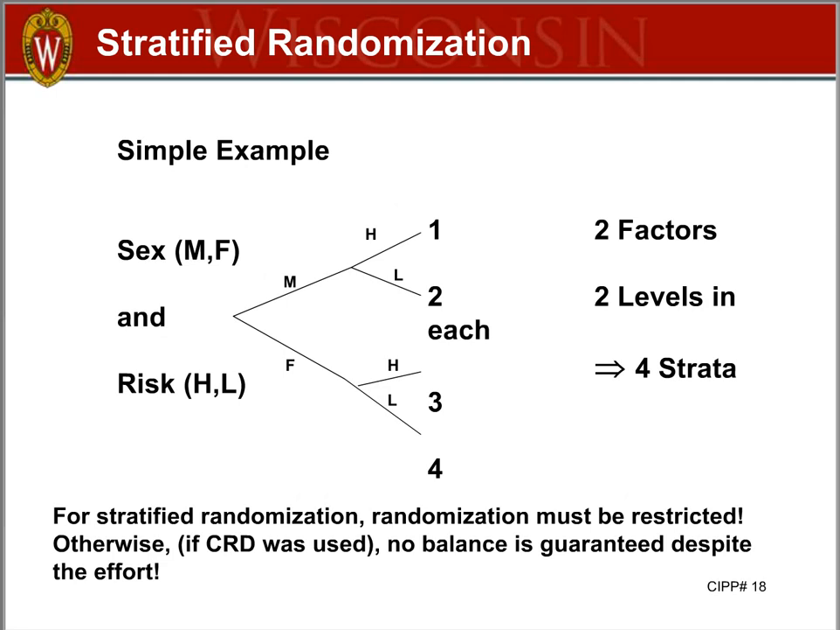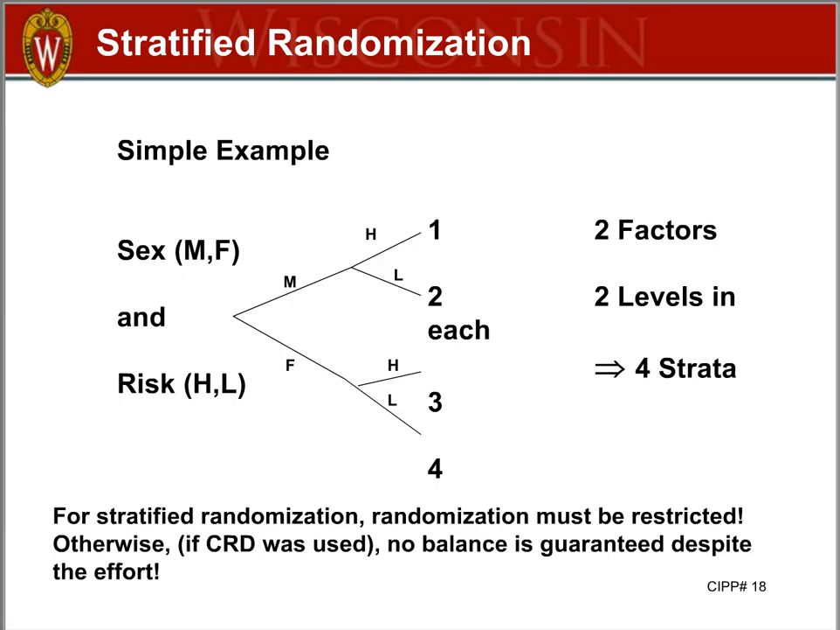Let me illustrate a simple example of what I mean by stratified randomization. Here we want to randomize by gender and by risk. 2 genders, 2 risk groups. So we have male, female. For males, we have high and low risk. For females, we have high and low risk. So we wind up with 4 strata. 2 factors, 2 levels within each factor, so we have 4 strata.